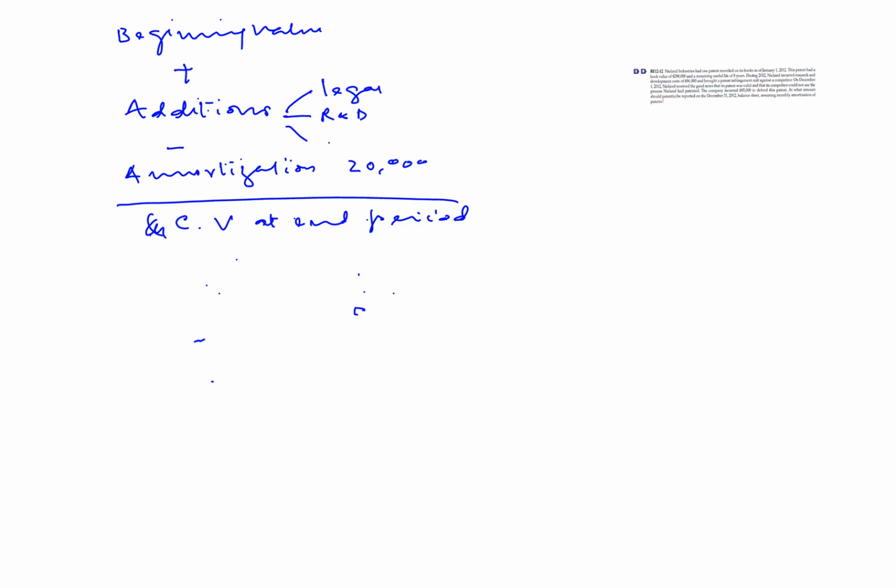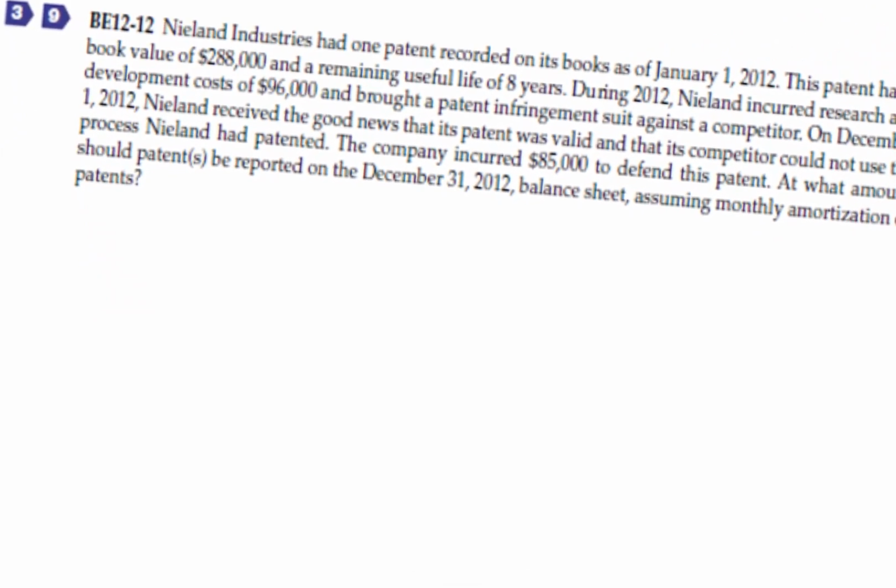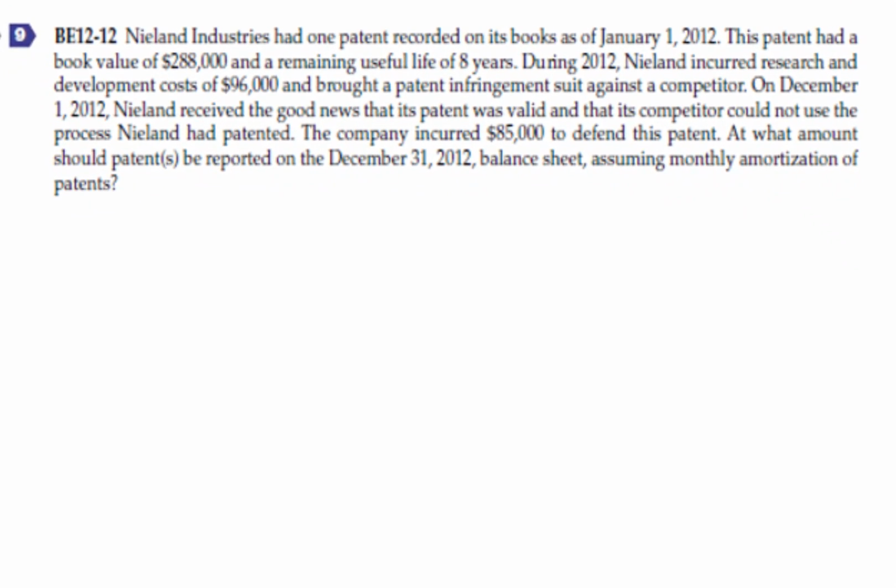All right. So here we go with the problem. Let me enlarge this. Okay. So here is the problem. This is from your book. The first thing to approach a question is to know what we are supposed to be doing in this question, and what the data given to us is. Just skimming through the question, you would get to know what the question is trying to test you on. So this Nyland Industries had one patent recorded on the books at January.